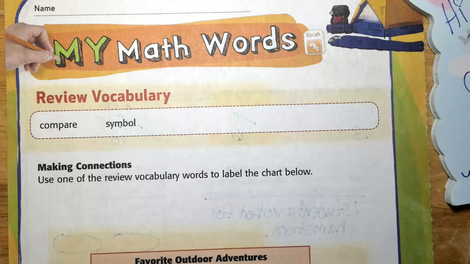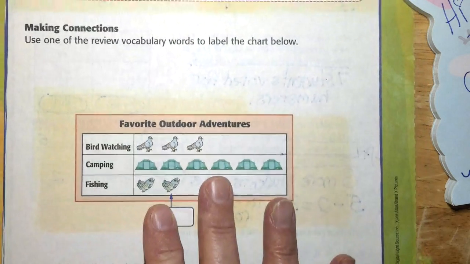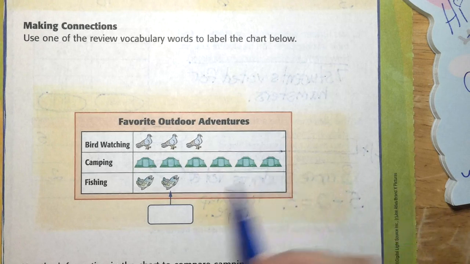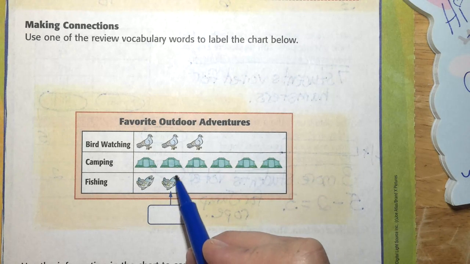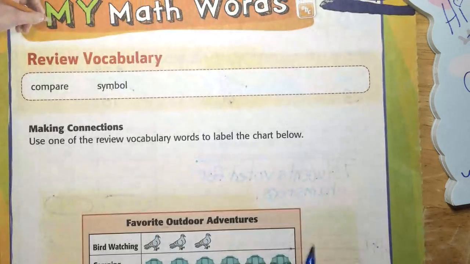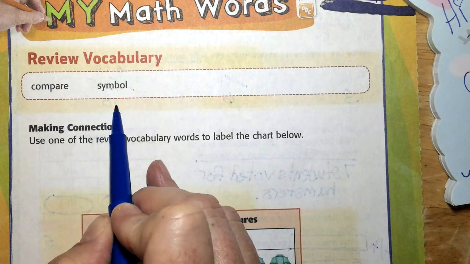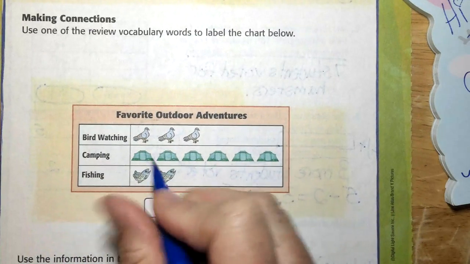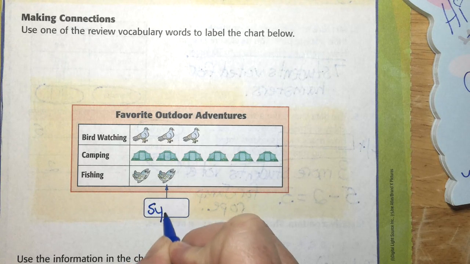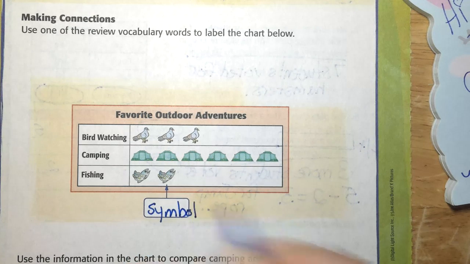Now, the vocabulary that we're reviewing are the words compare and symbol. So it says making connections. Use one of the review vocabulary words to label the chart below. Well, I'm seeing birds, I'm seeing tents, and I'm seeing fish, and I see a box down here. Is it going to be compare or symbol? Well, it's a pictograph, and pictographs are symbols of things that are being counted. So I'm going to write symbol.